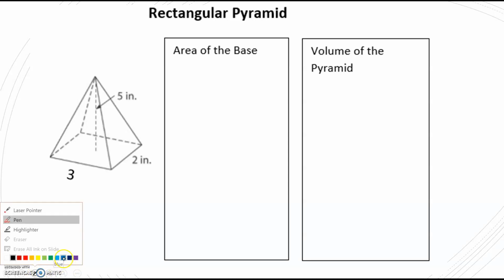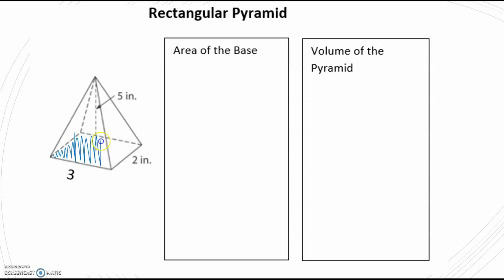So again, the first step we have is we're going to shade in the base. So a pyramid, the base is always here on the bottom, and there's always one base. Okay.